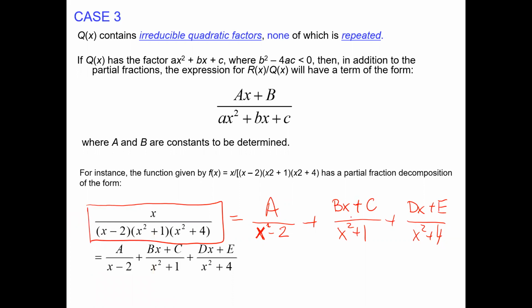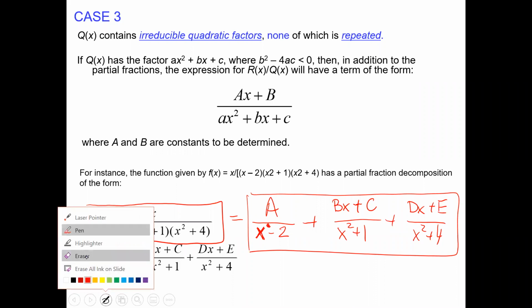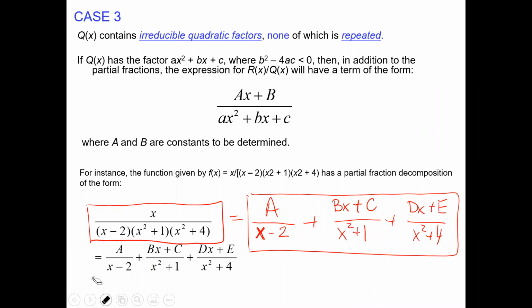Please remember, when setting up the partial fraction for case 3, the irreducible quadratic factors, we have to put the entire expression, Bx plus C, Dx plus E, mx plus b, any letter is allowed, but it has to be a linear expression. I will remove that one because it looks like a square. Now let's take an example and integrate.